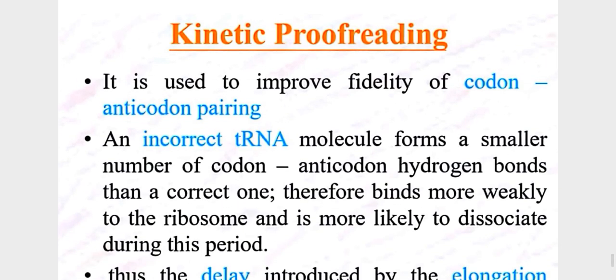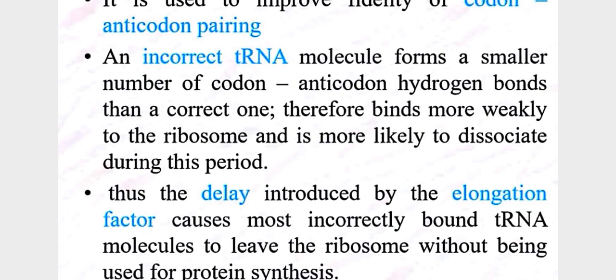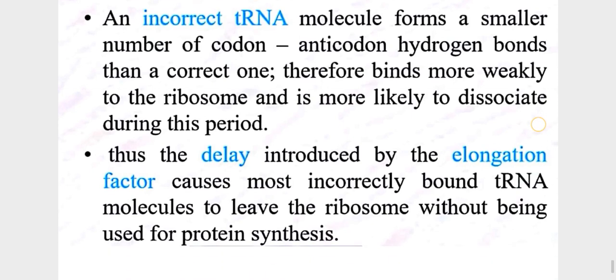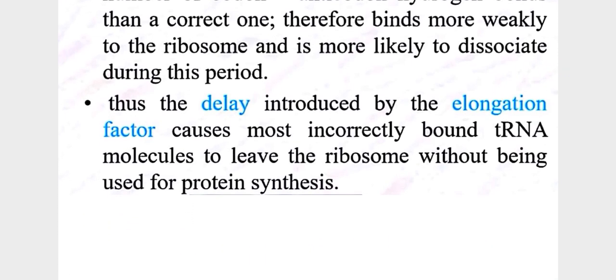Then kinetic proofreading: it is used to improve the fidelity of codon-anticodon pairing. An incorrect tRNA molecule forms a smaller number of codon-anticodon hydrogen bonds than a correct one, therefore binds more weakly to the ribosome and is more likely to dissociate. Thus, the delay introduced by the elongation factor causes most incorrectly bound tRNA molecules to leave the ribosome without being used for protein synthesis.